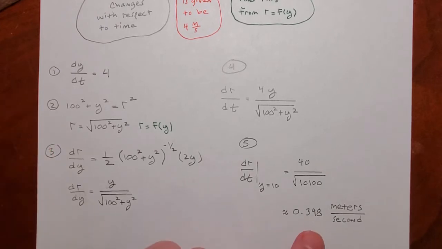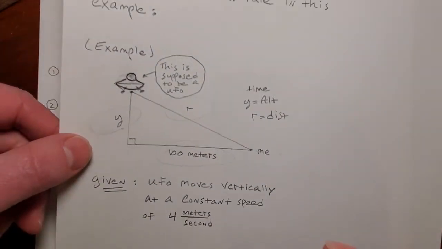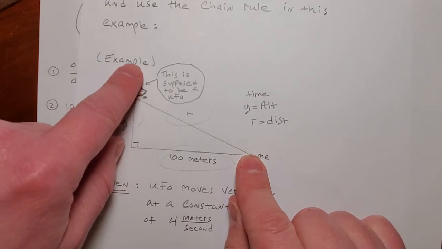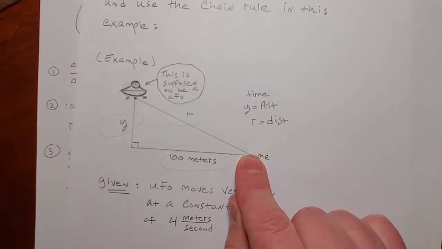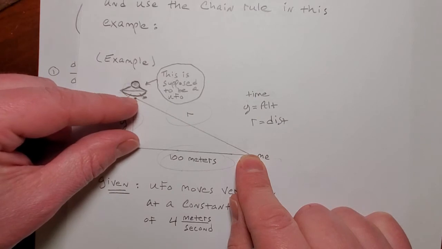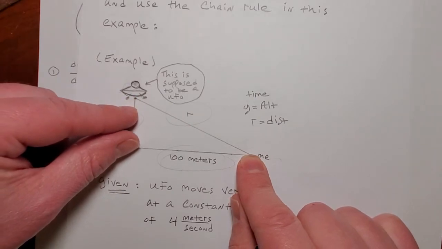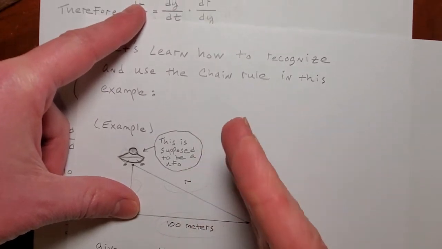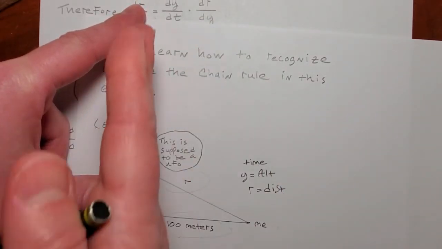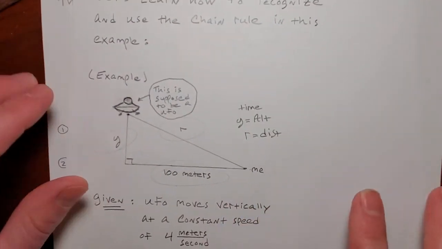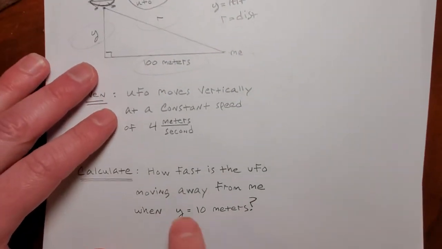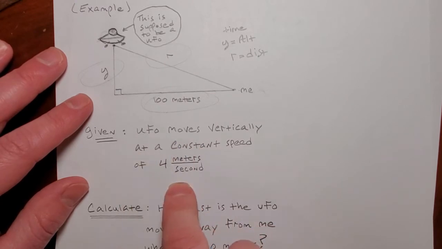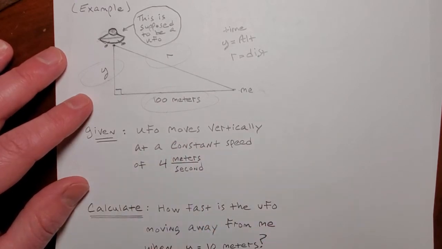That doesn't seem too far off. I mean, think about it. If this is rising at a constant rate, when it's relatively low to the ground, it's not going to seem like it's moving away from me very quickly. But the higher it gets, you're looking more up at it, and you're seeing more of its vertical movement. So if I had done this question with a much greater altitude, it would have seemed to be moving away from me more like 4 meters per second.